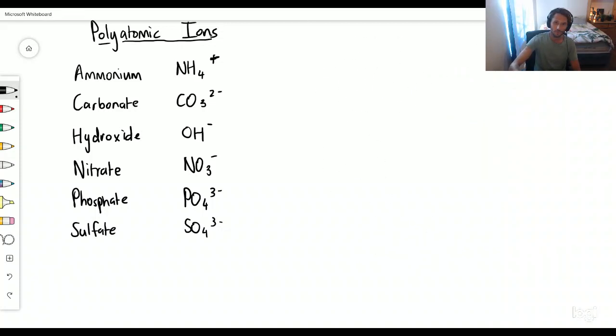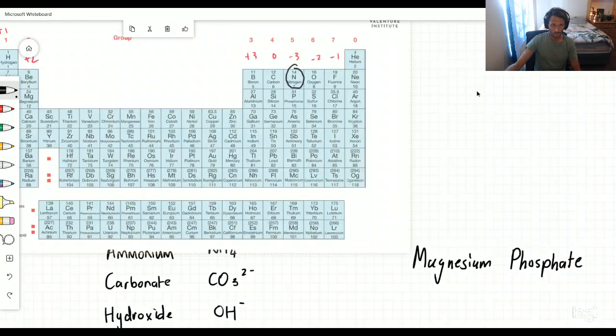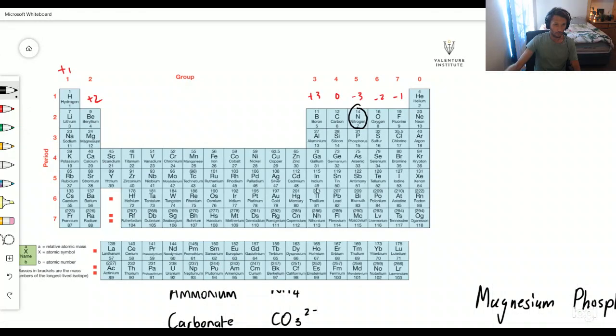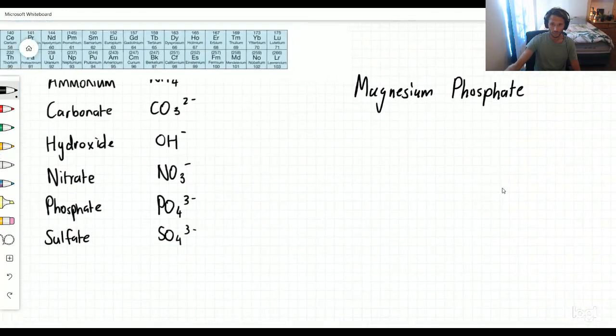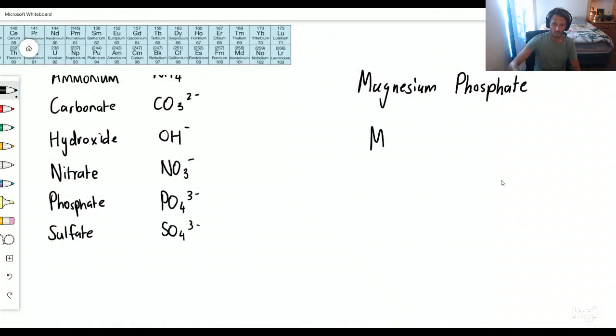Magnesium phosphate. Pause the video and try this one by yourself. Cool. Magnesium. Where's magnesium? It's not a polyatomic ion, so we're going to consult our periodic table. Magnesium is in group 2, so it's going to have a +2 charge. So this is Mg2+, and phosphate is PO4 3-.